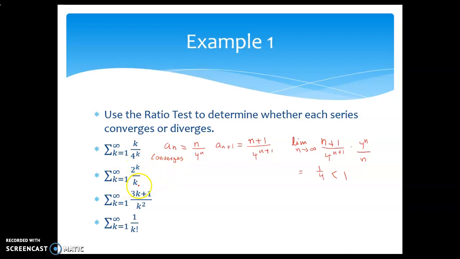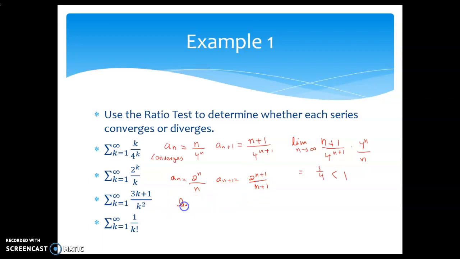Okay, now let's examine this series. Here my a of n is going to be equal to 2 raised to the power of n over n. And then a of n plus 1 is equal to 2 raised to the power of n plus 1 over n plus 1.